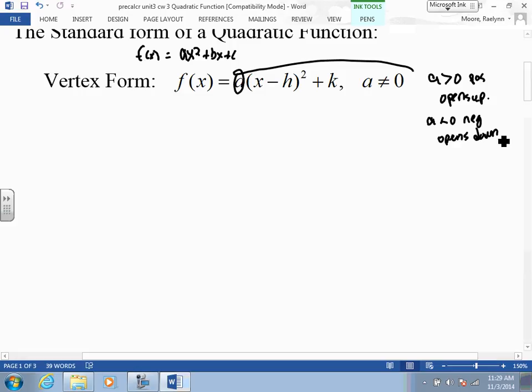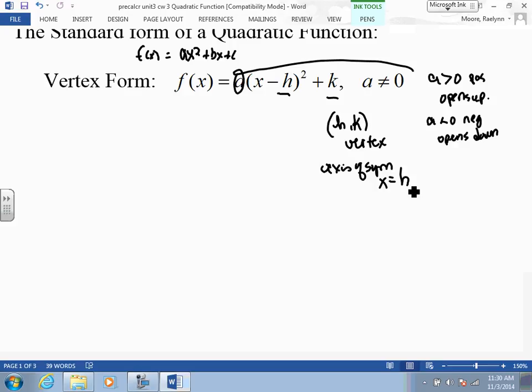This guy right here, this is your vertex. And doesn't it stand to reason that it comes out the opposite way? Like when we see x minus 2, which way do we go? To the right. We go the opposite way. So HK is your vertex. So your axis of symmetry is going to be a vertical line, x is equal to whatever the value is at h. Whatever that h value is, that x value will be where my axis of symmetry cuts through.